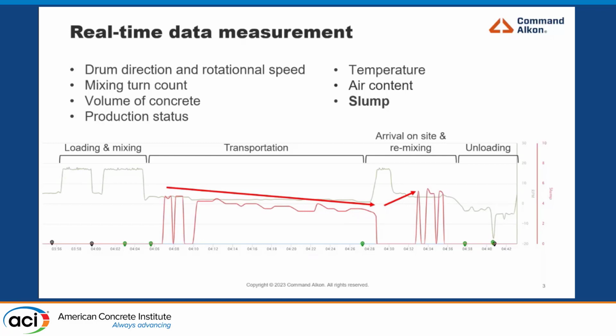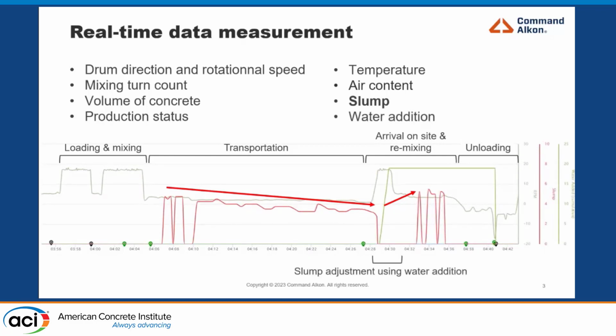So thanks to the in-transit monitoring, we can also detect water addition. And for that specific load, the driver just added 20 gallons of water, which caused the slump to increase. So that's a typical case of a retempering method.